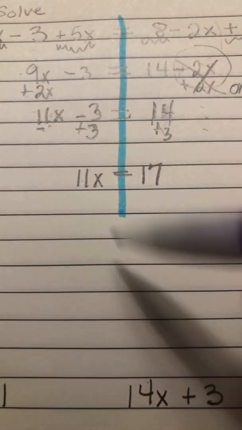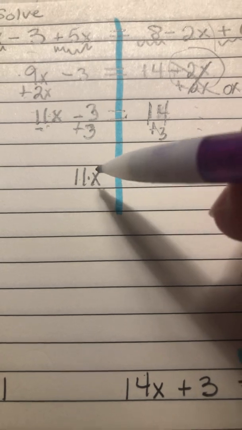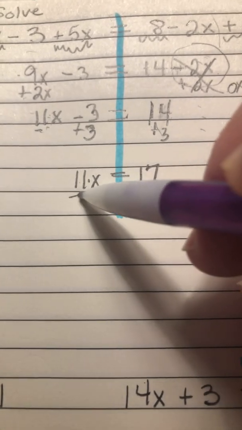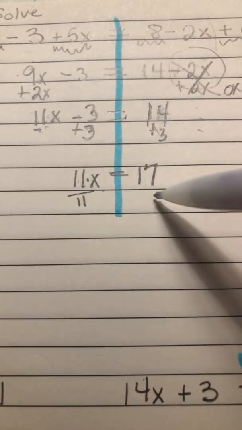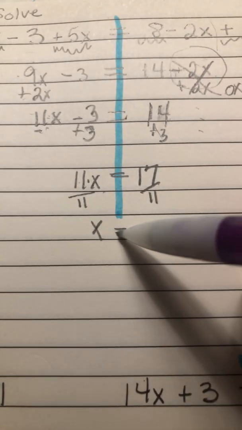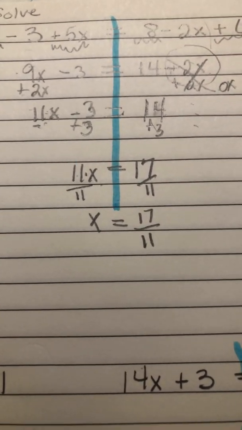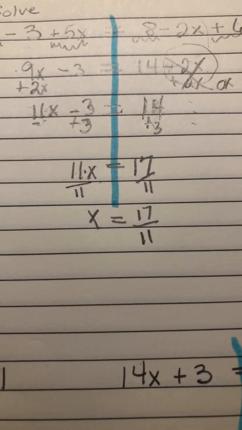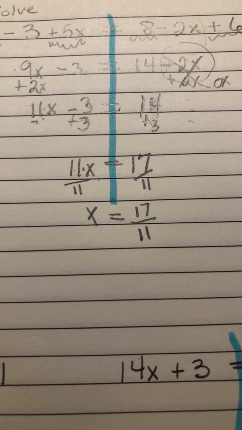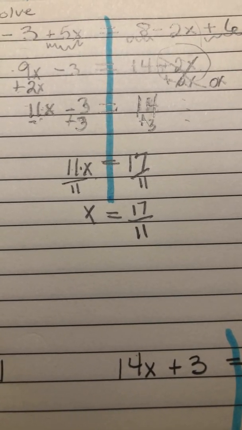Now I can get rid of the 11. It's multiplying because it's bumped up against the x. We always do the opposite to get rid of things. So I'm going to divide by 11 here and make sure you do the same thing on the other side. So x is equal to 17 over 11. And we would just leave our answer just like that. If it could be reduced, we would, but we would not use mixed numbers. Okay, just leave it as 17 over 11.